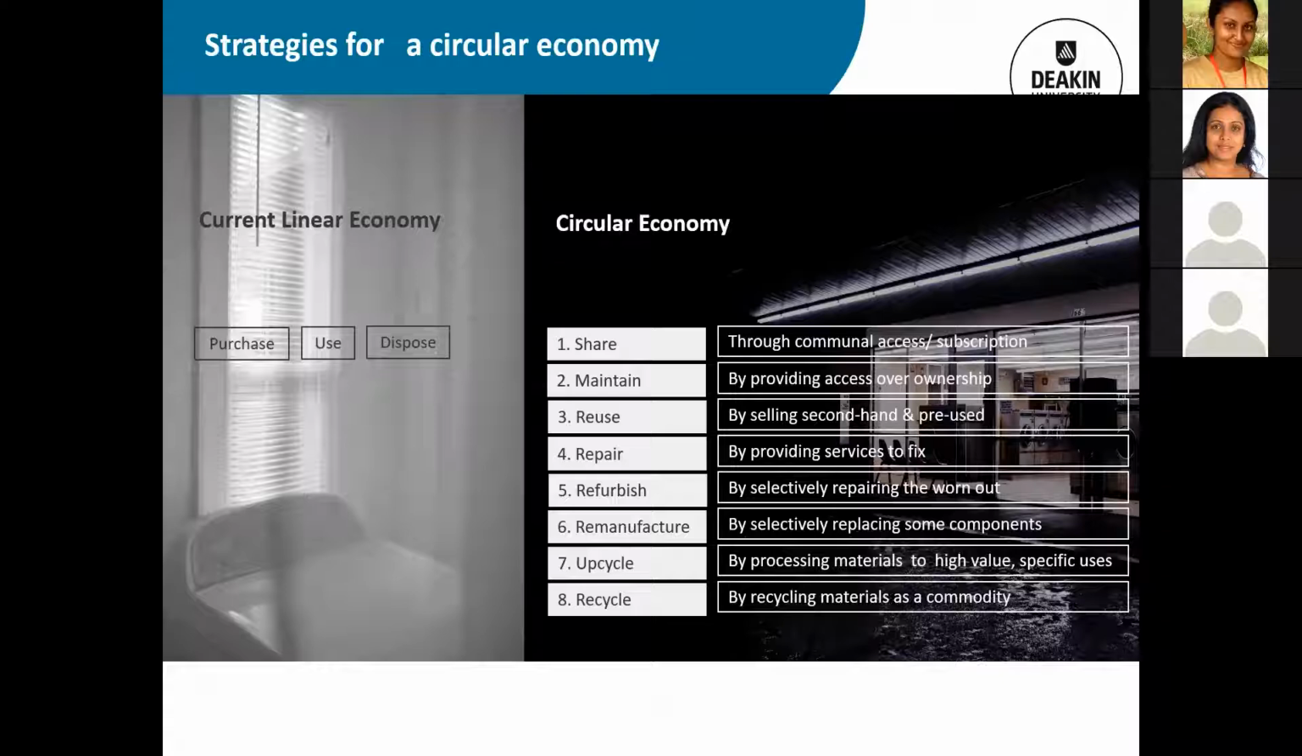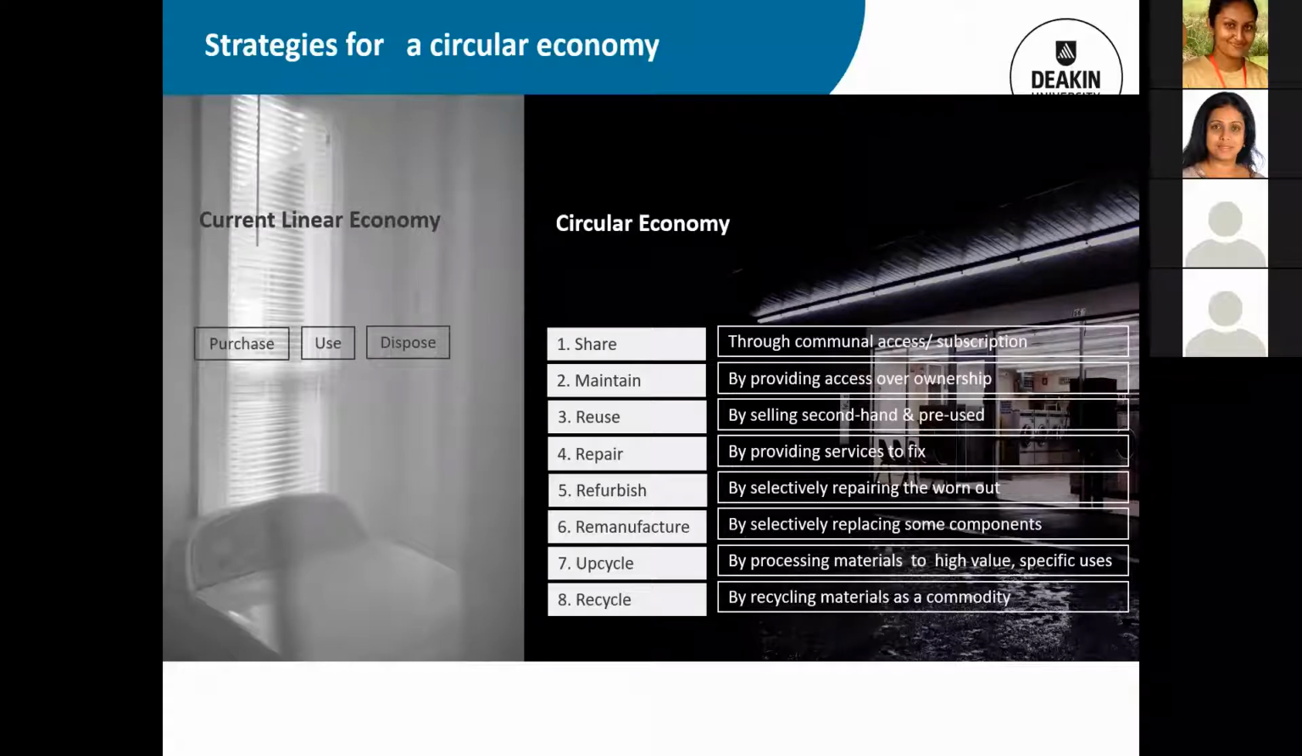So coming back to the 8 strategies, the first 4 strategies are about keeping the product intact and as it is, and keeping it longer in use. So if a washing machine is produced, can we have more people sharing it? Rather than one person owning it and using it, can we provide access to more people? Then secondly, can we maintain the services of it?